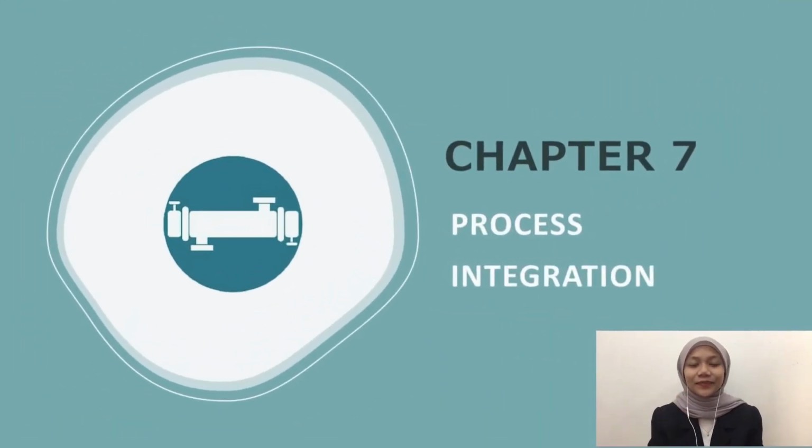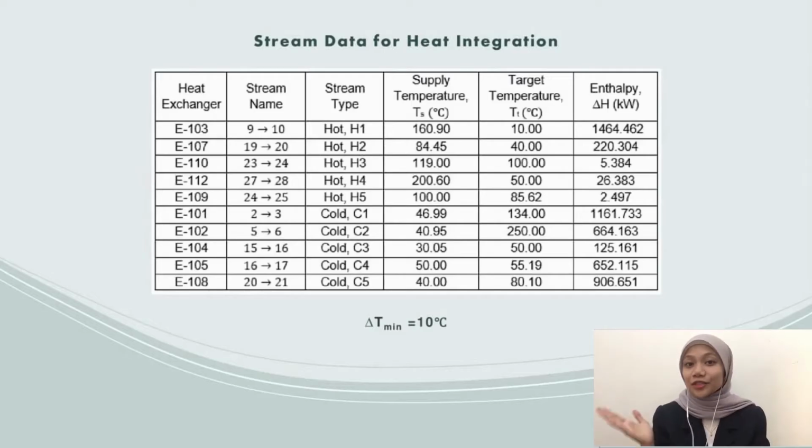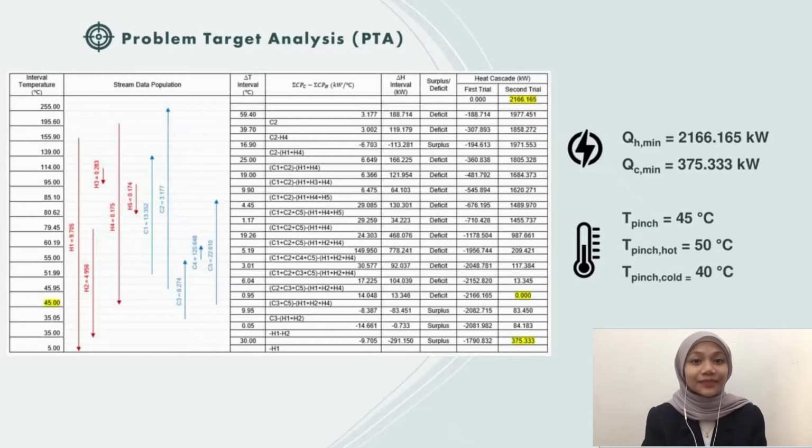Hi, Assalamualaikum. I am Nur Izzati and today I'm going to present about the process integration of our plant. The table shown is the list of heat exchangers and streams involved in the pinch analysis with their respective supply and target temperatures. There are 10 heat exchangers involved and the minimum temperature difference for this pinch analysis is 10 degrees Celsius. The method used for the pinch analysis in this design project is problem table analysis (PTA). The main objective is to improve energy efficiency and to reduce the operational costs.